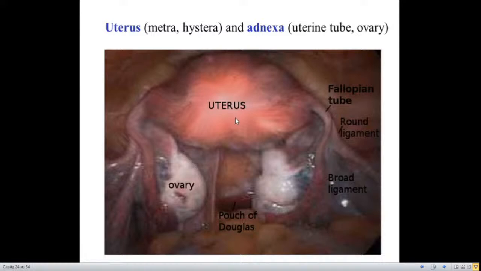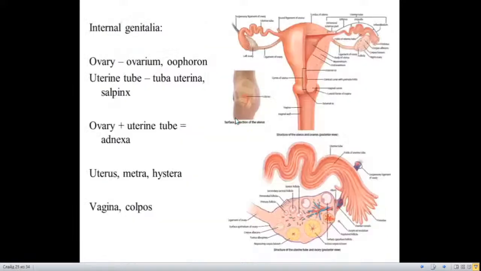Then one more thing. Let's go through basic things of internal genitalia. First of all, you have to know many additional names of these organs. So, ovary, the Latin name of this organ is ovarium, but you have to know one more name, the Greek one, oophoron. And actually, inflammation of the ovary is known as oophoritis.